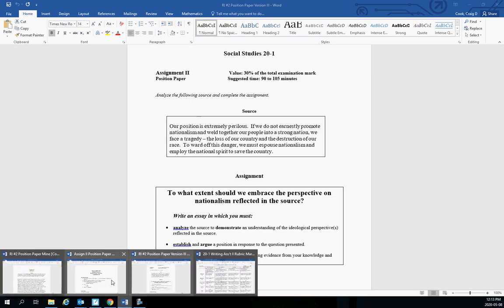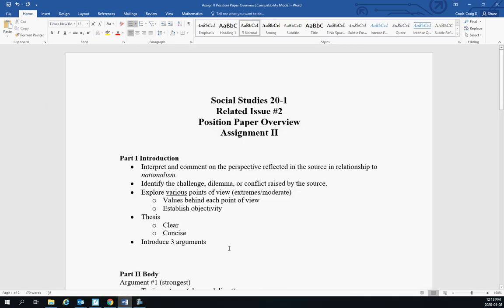So if we go back to our overview, last comment I'll make about the intro, the thesis should come toward the end of the intro. If the thesis is the first sentence of the intro, you haven't been objective. You need to examine the issue thoroughly from different points of view, and then you settle on your position.